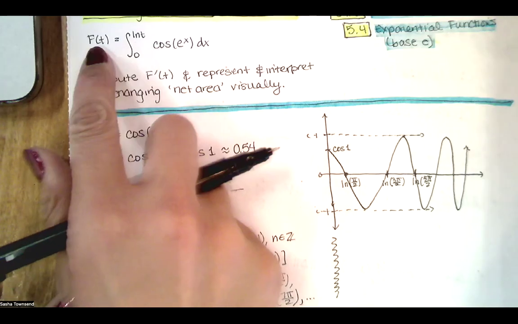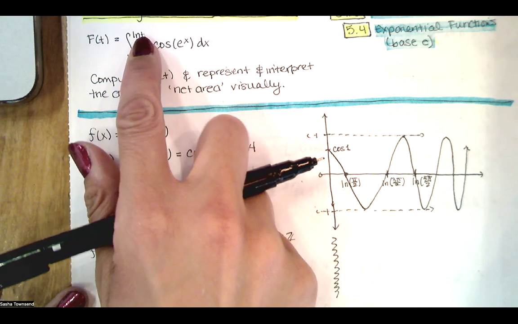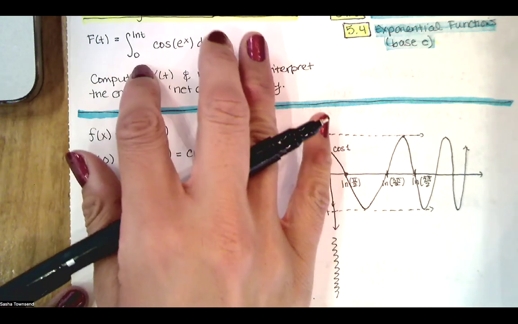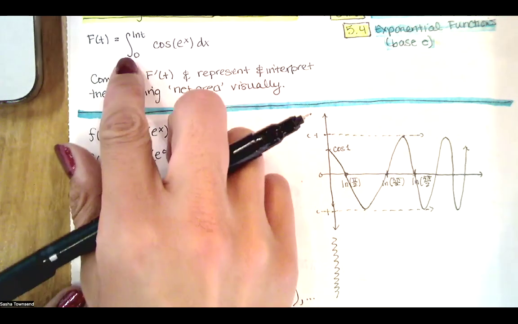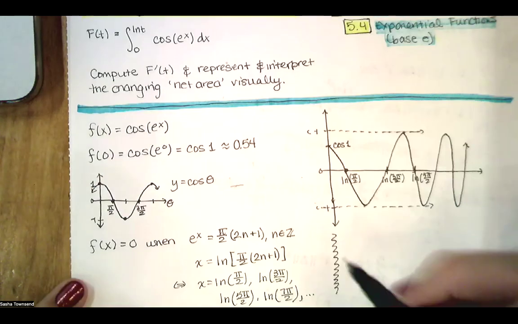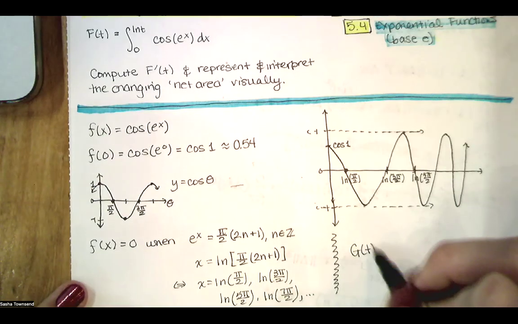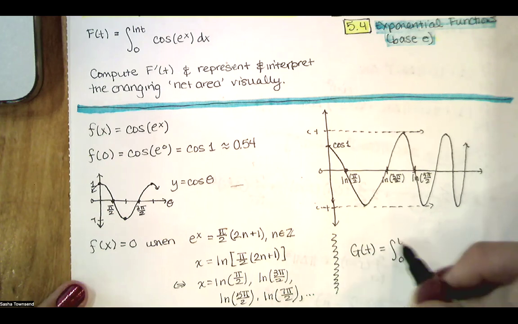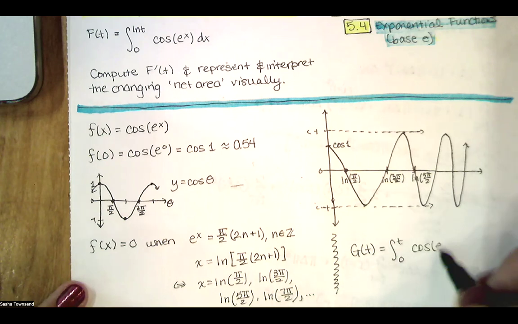Now, before we talk about this function f of t with a natural log of t as the upper bound, I'd like to talk about a simpler function. Instead of having a natural log of t inside, I'd like to just have a t inside. So I'm going to call that function capital G of t. It's the integral from 0 to t of cosine of e to the x dx.